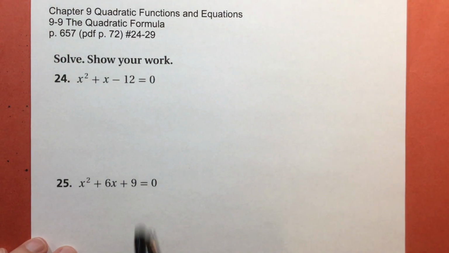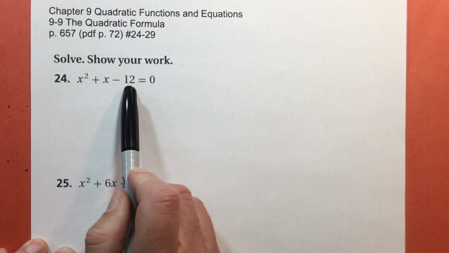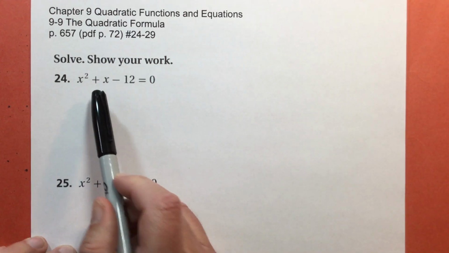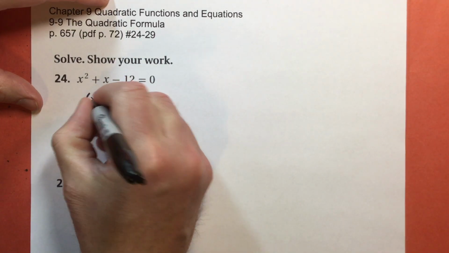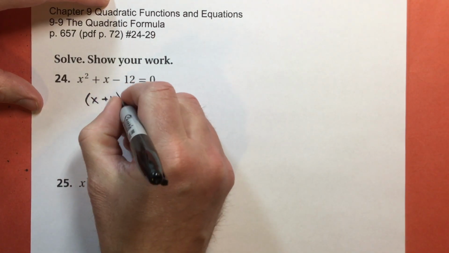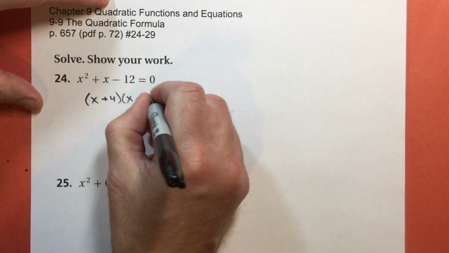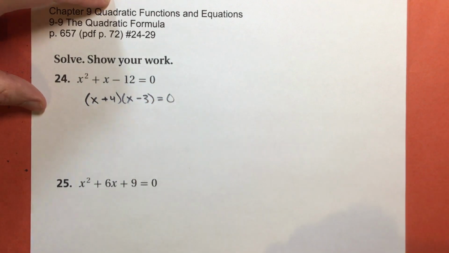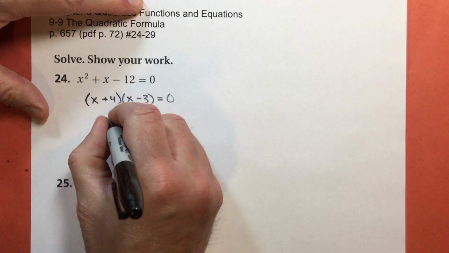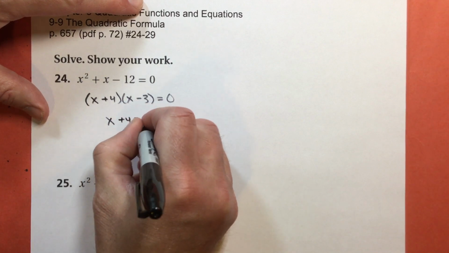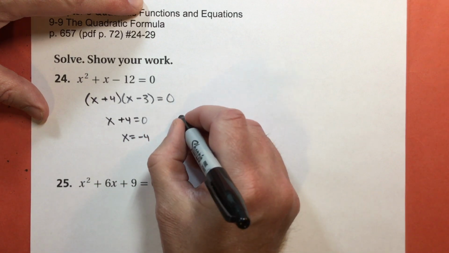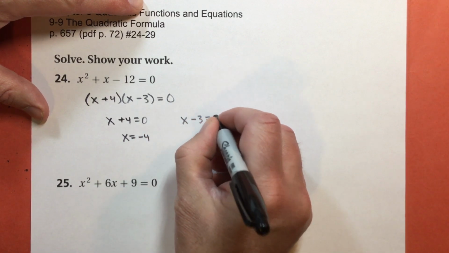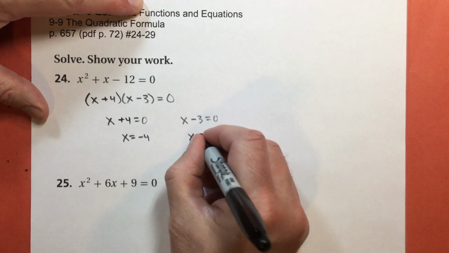Can I factor? What two numbers multiply to give negative 12 but add to give 1? That's easy. So this is going to be x plus 4 times x subtract 3 equals 0. x plus 4 equals 0. Subtract 4, I get x equals negative 4. x subtract 3 equals 0. Add 3, I get x equals 3.